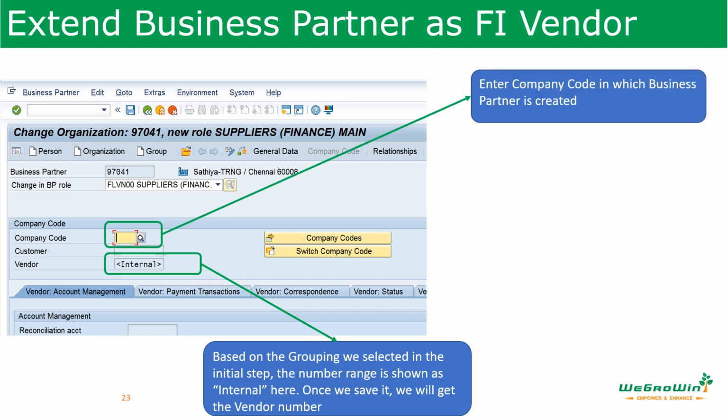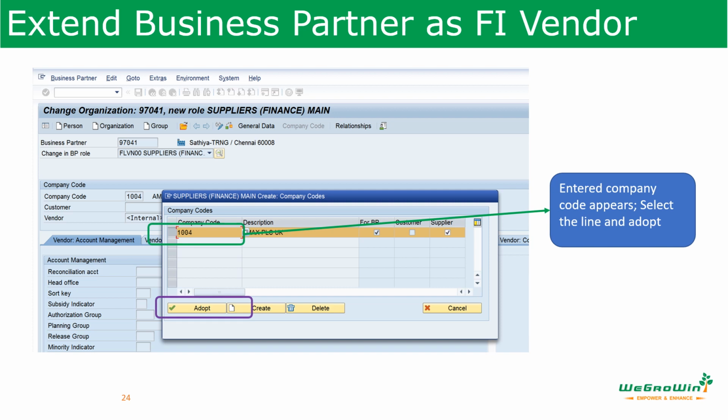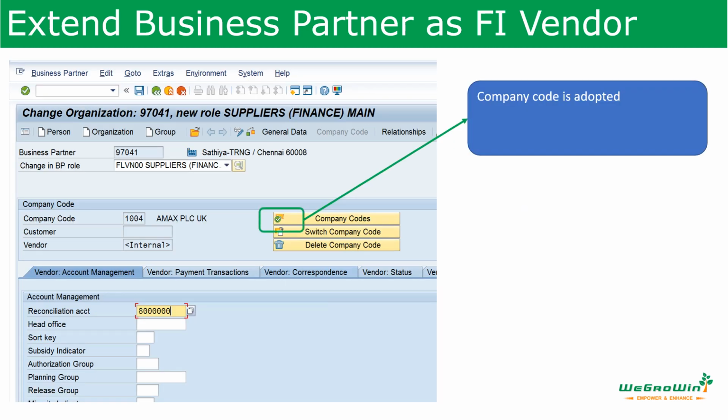Enter the company code in which the business partner has to be created and press the company code button. Here we will see the list of company codes that are in the system. Now we are going to take company 1004, select it and adopt it. Here we can see with the green tick that the company code is adopted.